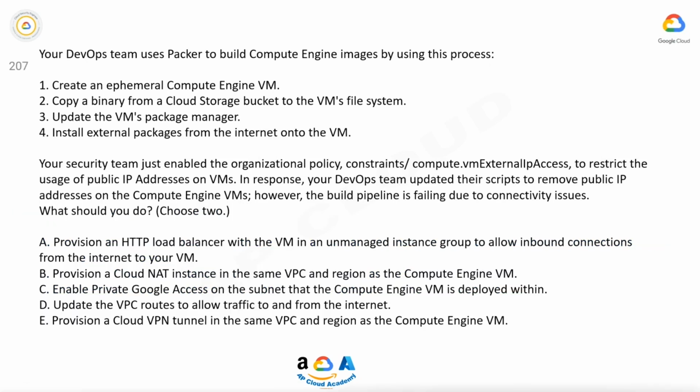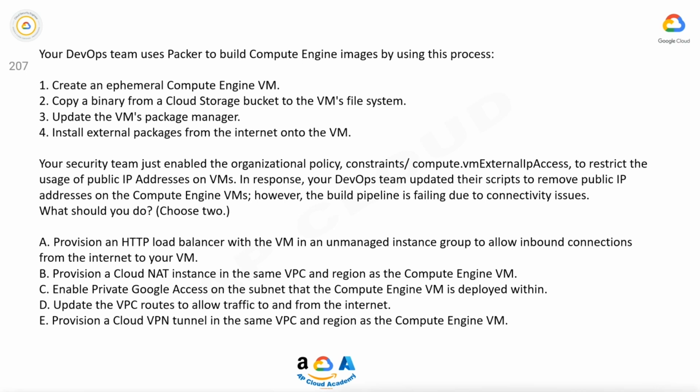Question number 207. Your DevOps team uses Packer to build Compute Engine images by using this process. 1. Create an ephemeral Compute Engine VM. 2. Copy a binary from a Cloud Storage bucket to the VM's file system. 3. Update the VM's package manager. 4. Install external packages from the internet onto the VM.